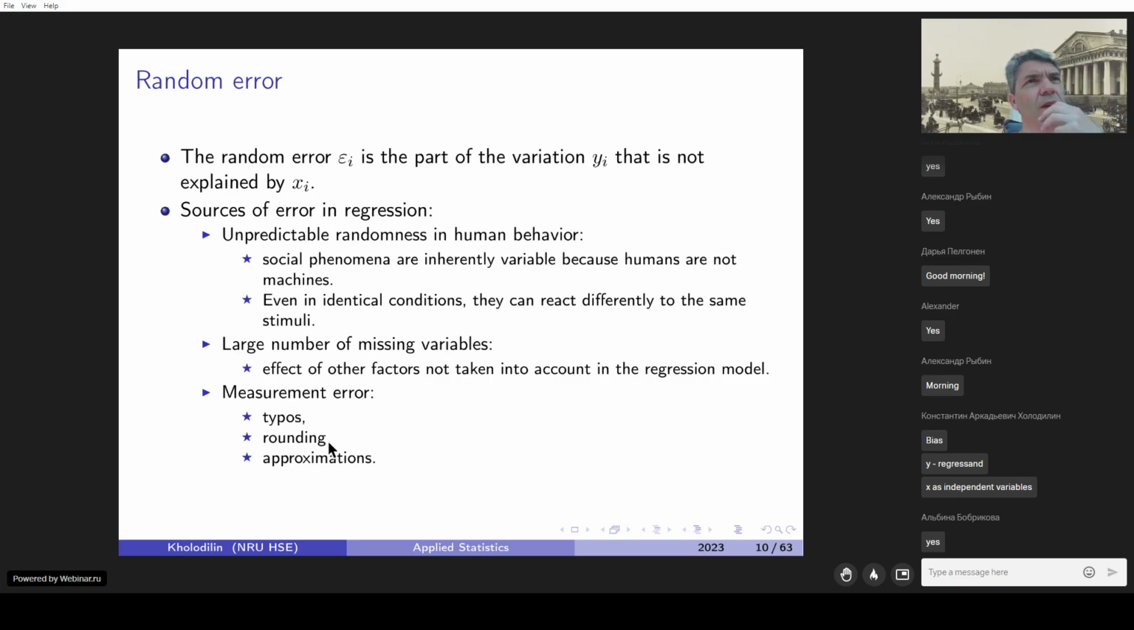So if we round our age, for example, we are, I don't know, 22 and a half years, but we never write 22 and a half, we typically write 23 or 20 years. The income can also be rounded and other variables too. And there are some approximations. So together, these factors lead to the appearance of a random error epsilon i in our regression.